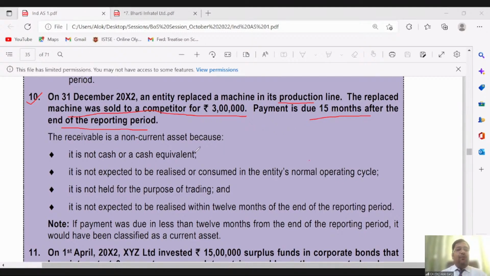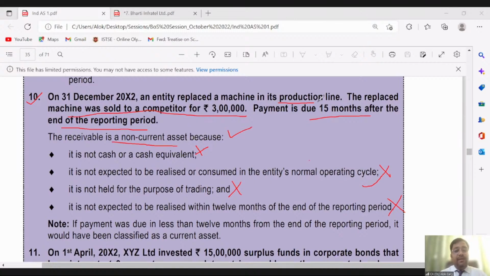So again, we will see the 4 conditions. Whether this money received from customer is a cash or cash equivalent. Answer is no, it is not a cash or cash equivalent. Whether it is expected to be realized or consumed in the entity's normal operating cycle. Operating cycle is not given in this question. Whether it is expected to be realized within 12 months. Answer is no, because 15 months due date is there. Whether it is held for the purpose of trading. Answer is no, right? So hence, this receivable is considered as a non-current asset, right?